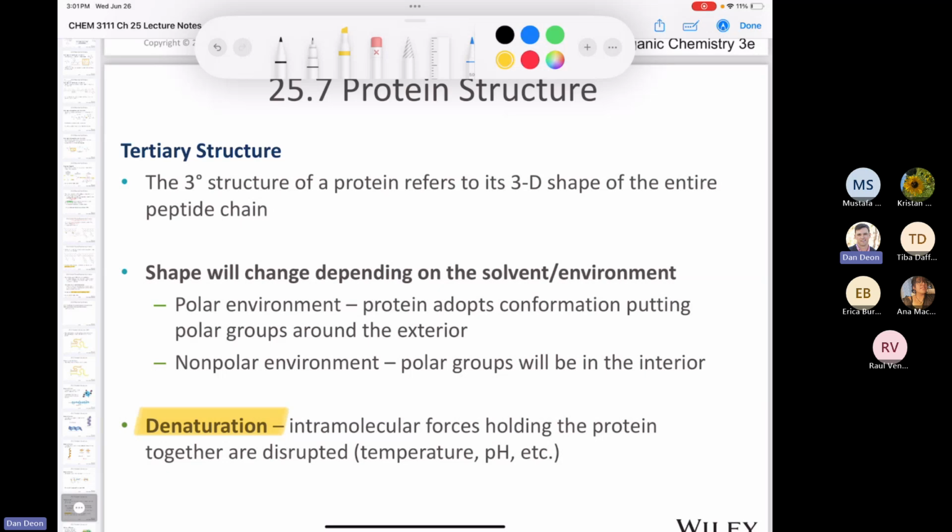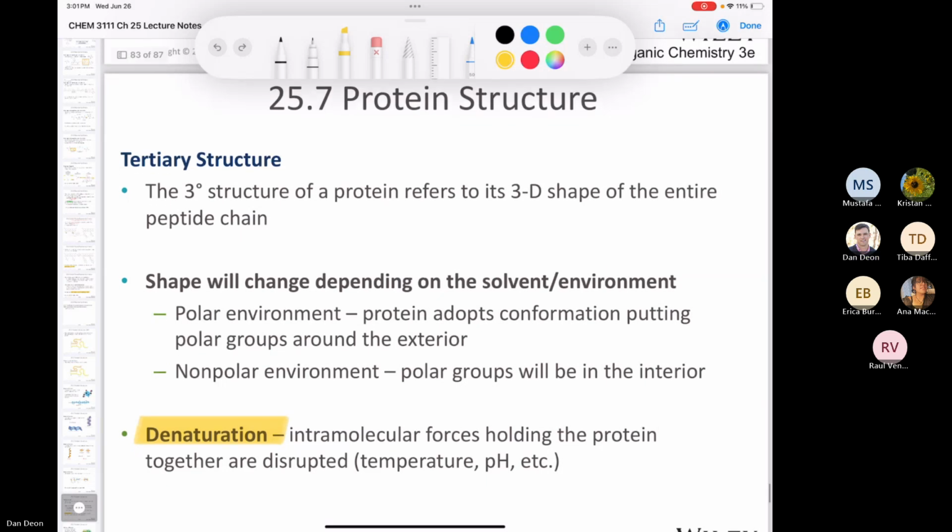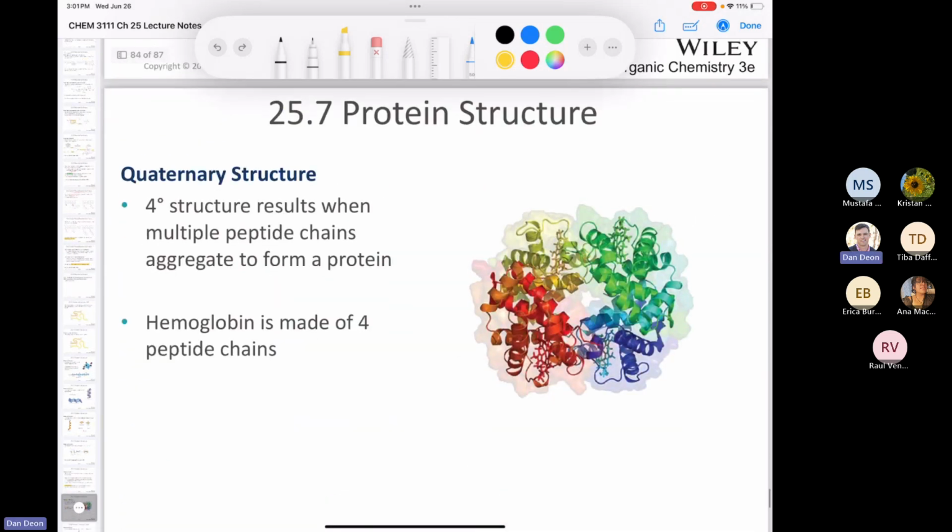And it's not just temperature that can do it. If you've ever added acid like vinegar to milk, you'll see that the protein there will start to precipitate. What else? Quaternary structure is when you have two or more amino acid chains with tertiary structure coming together.